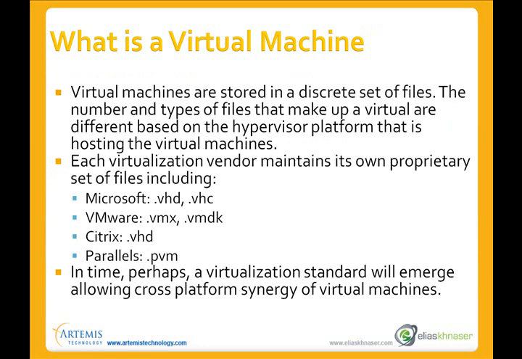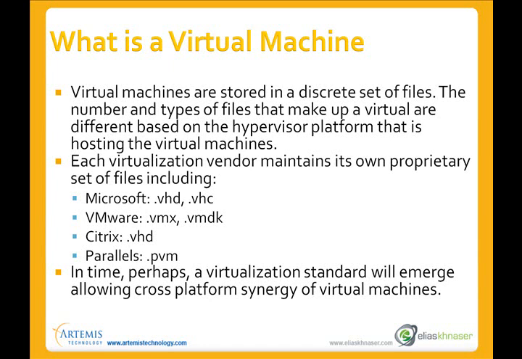Now, depending on the hypervisor that you're using, you're going to have files with different file extensions. You'll have Microsoft with VHD and VMC. You'll have VMware, VMX and VMDK. Obviously, the VHD is the virtual hard drive, and the VMC is the configuration file. Similarly, the VMX is the configuration file, and the VMDK is the actual hard drive or the virtual drive. Citrix has opted to go with the Microsoft standard, the VHD standard.